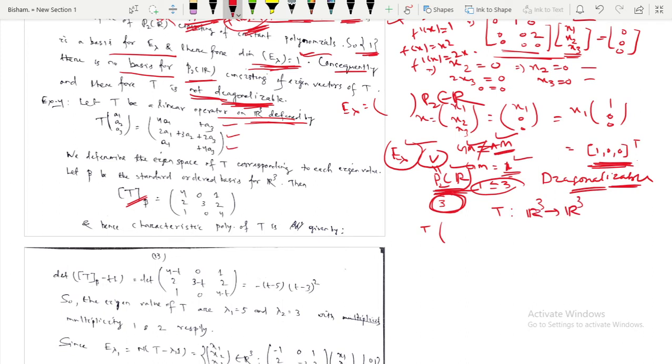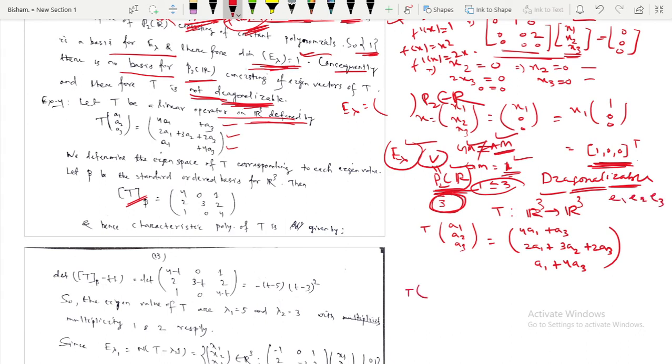R3 is a vector space of dimension 3. So T of (A1, A2, A3) is given. This is (4A1 + A3, 2A1 + 3A2 + 2A3, A1 + 4A3). So you know already what is the basis for R3. This is E1, E2, E3. These are the standard basis.